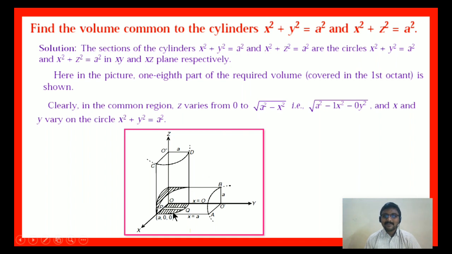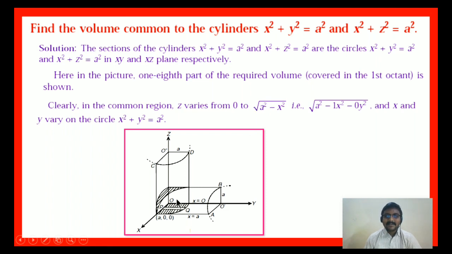The lower part of the strip touches the xy plane, so z equals 0 here. The upper part of the strip touches the cylinder here. What is the cylinder? x square plus y square equals a square. So z is root of a square minus x square. So the z limits are obtained.